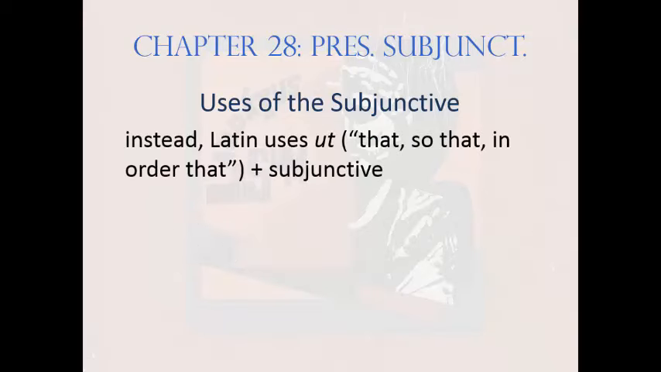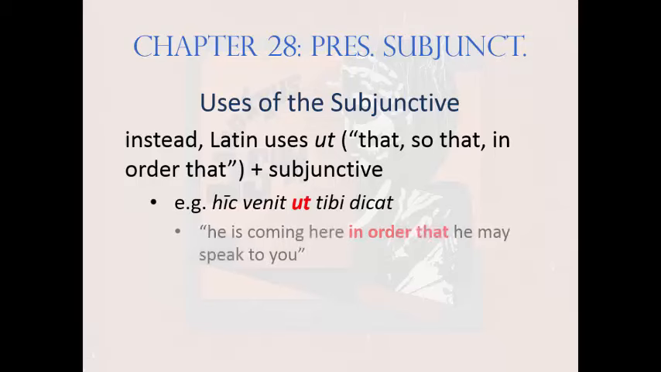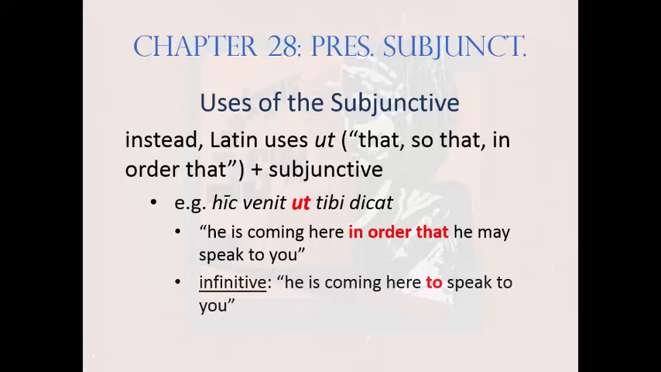The formula the Romans used to create a purpose clause is very simple. Ut plus a subjunctive verb. Here ut serves as the counterpart of English so that, in order that, or just that. For instance, hic venit ut tibi dicat, meaning he is coming here in order that he may speak, or just speak, to you. Note that English could use just an infinitive here. He is coming here to speak with you, and that's a perfectly fine translation.